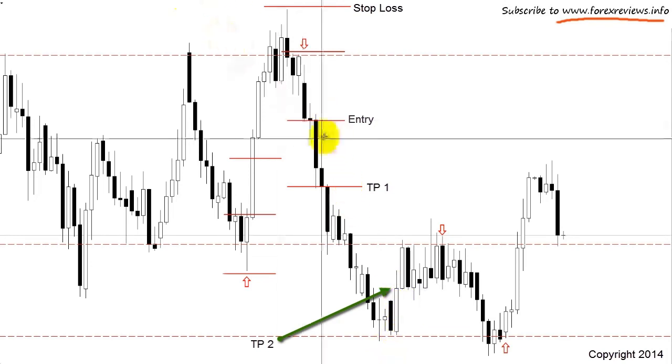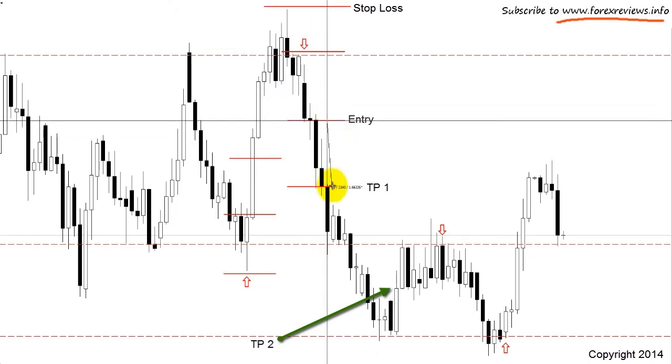So overall, 230 pips in the first trade, 602 pips on the second trade, telling us where to get out right here. And interestingly enough, this could have been a buy trade.